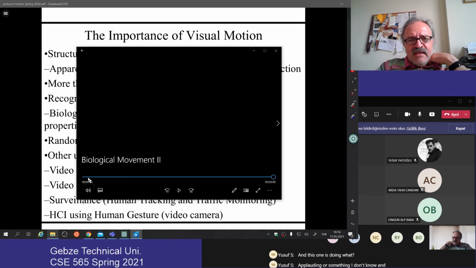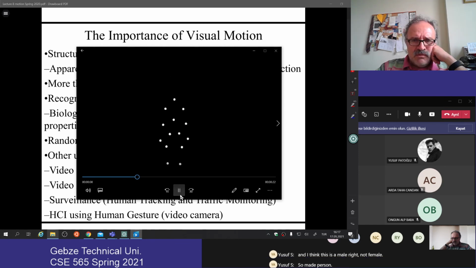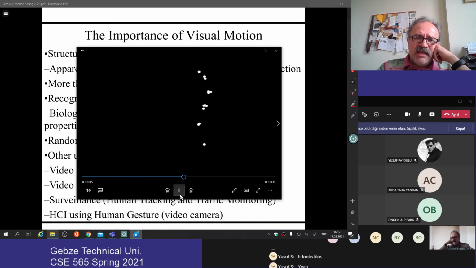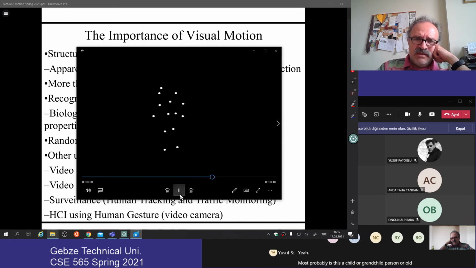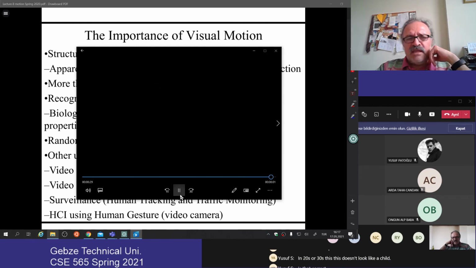On top of that, I think this is a male, not female. This is how males walk, it looks like. Yeah, most probably. Is this a child or a grown-up or an old person? I think this is a person in their 20s or 30s. This doesn't look like a child. Is that correct? This is not an old person.